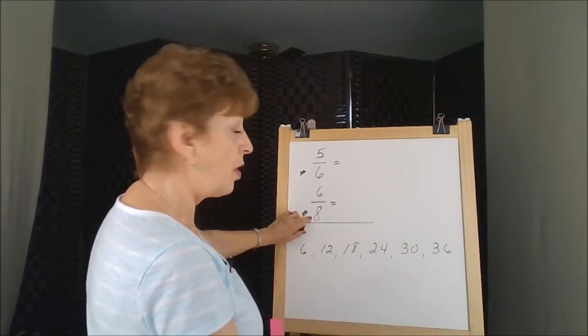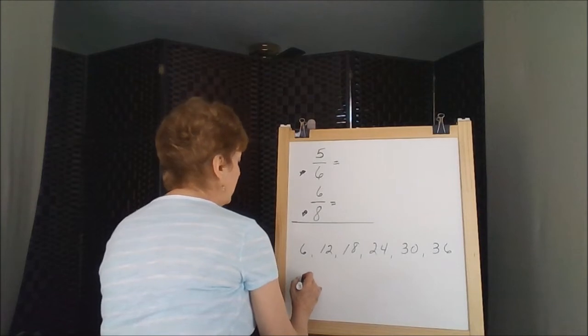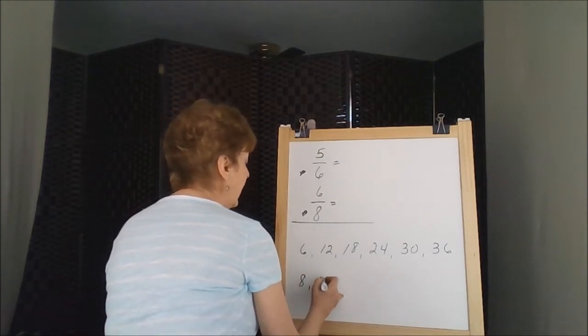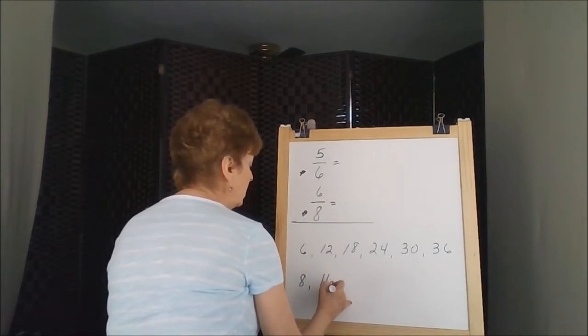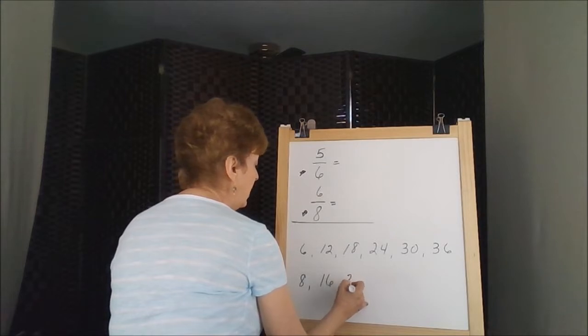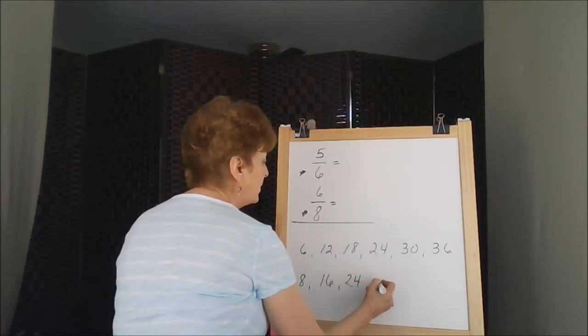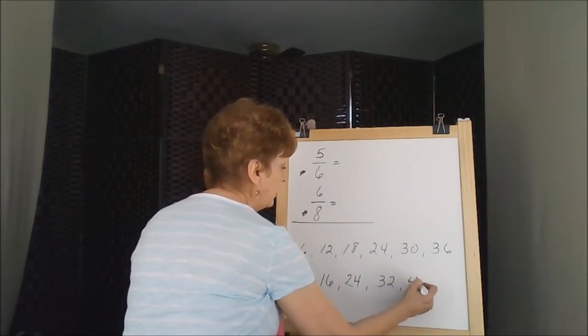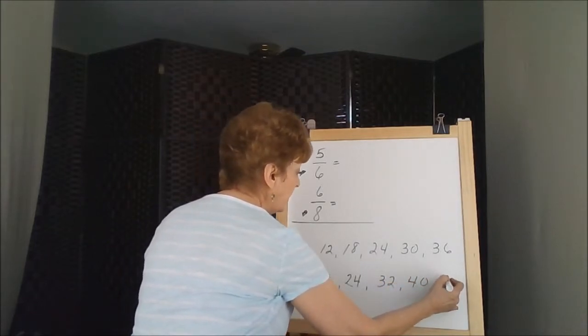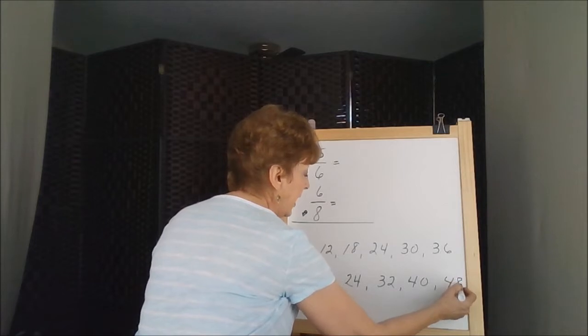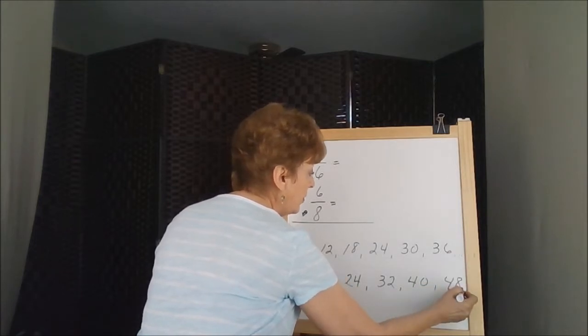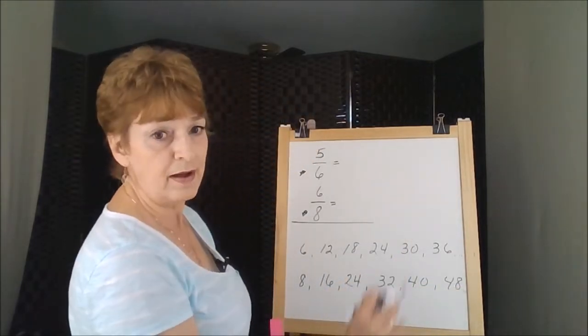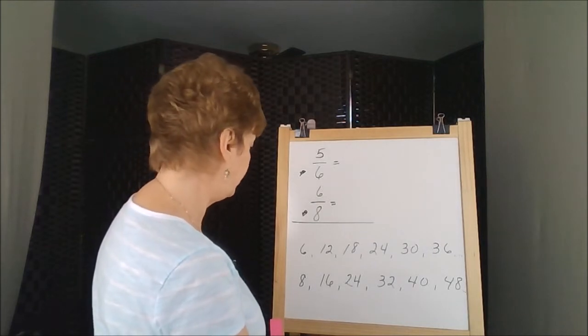If I was going to do multiples of 8, I would go 8 times 1, 8 times 2, 8 times 3, 8 times 4, 8 times 5, 8 times 6, and that goes on and on too. With 3 dots means it goes on forever into infinity.